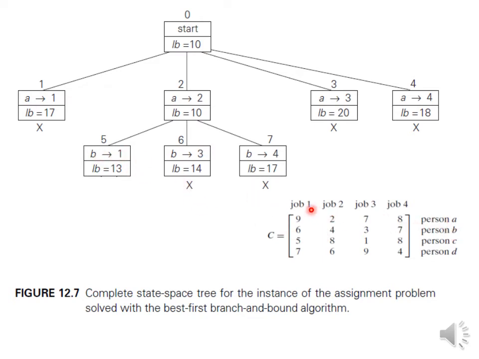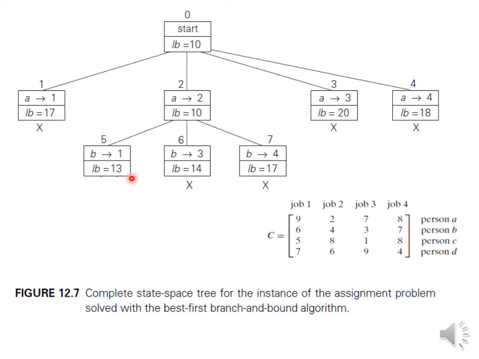B is assigned with job 1. Job 2 is already assigned to A, so we cannot assign it to B. B can be assigned with job 3, and B can be assigned with job 4. So we can observe that the cost, if you assign B with 1, is 6. Here it is 4. Here it is 7.